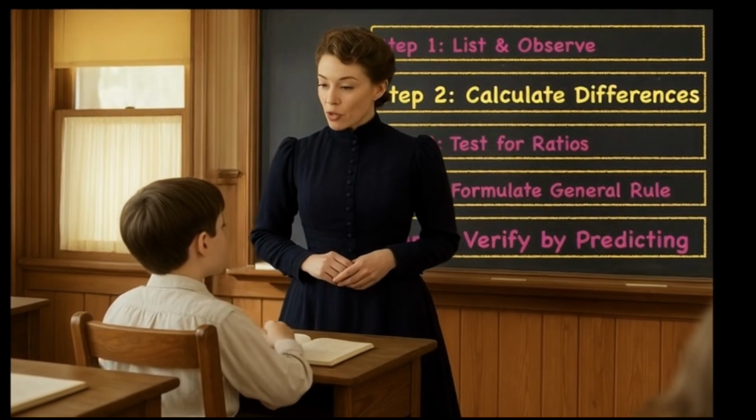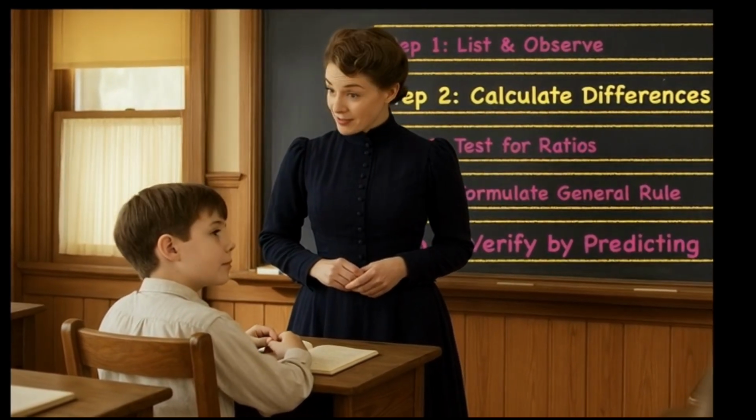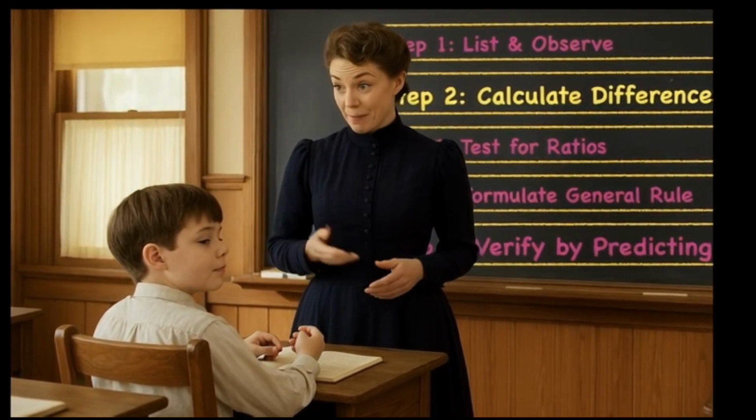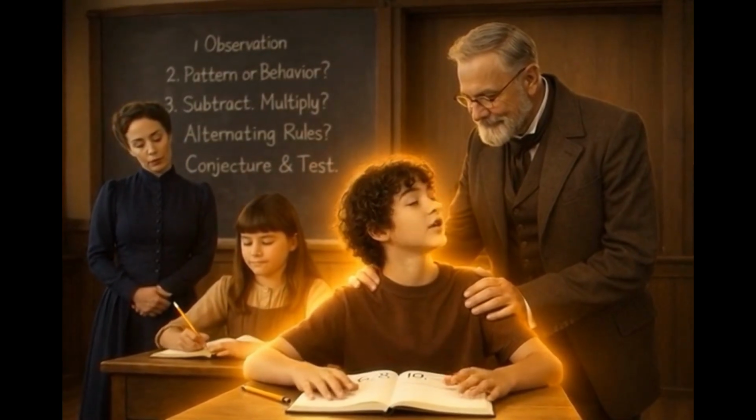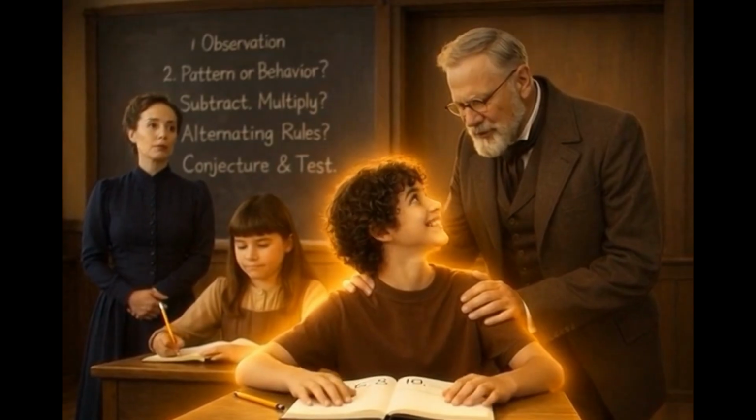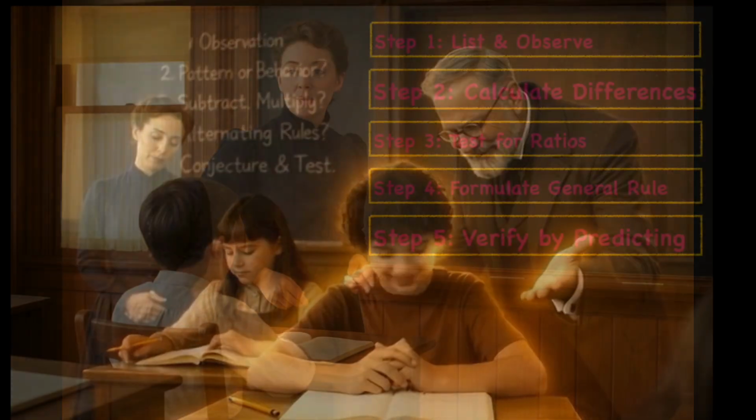When observing numbers, we often instinctively examine their differences. That is the next logical step. First, observe the number. Second, check the differences. And third, if differences fail, check ratios. Precisely, well done, Jaden.